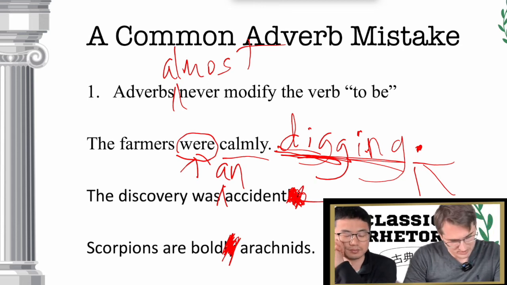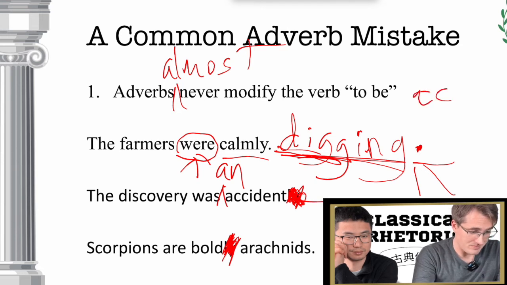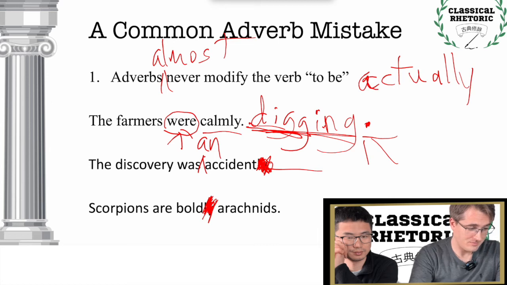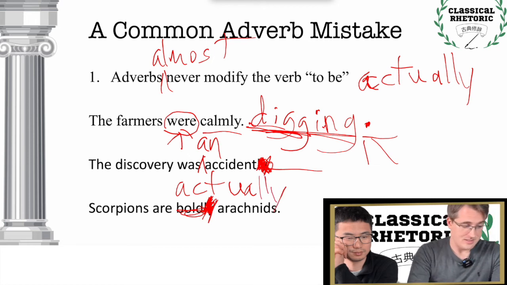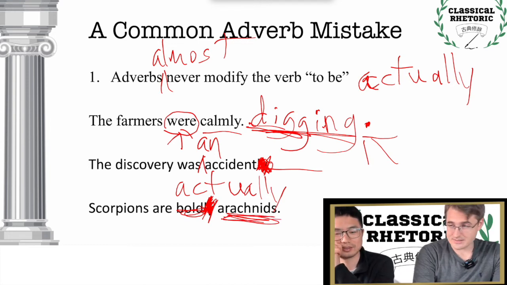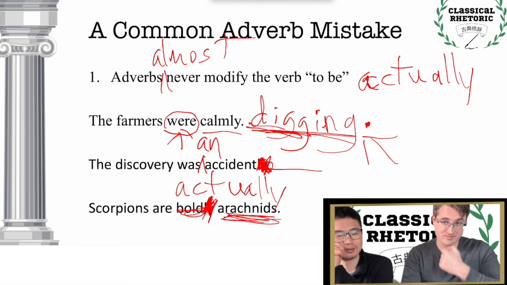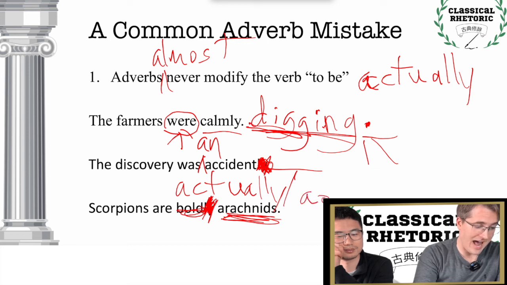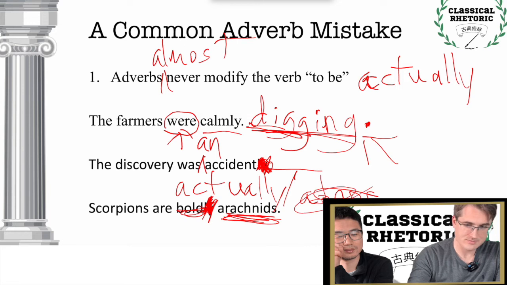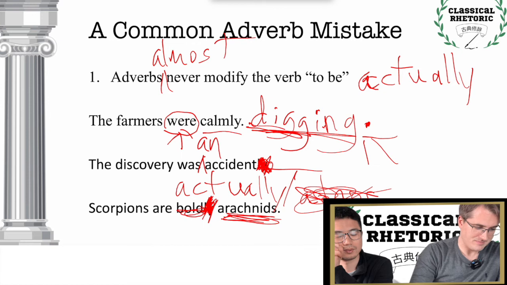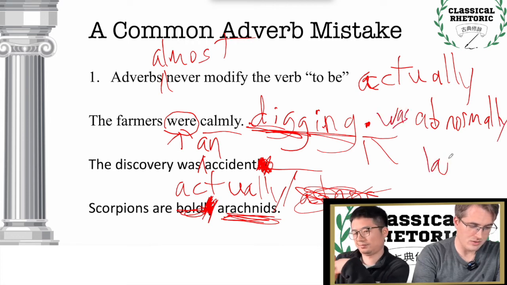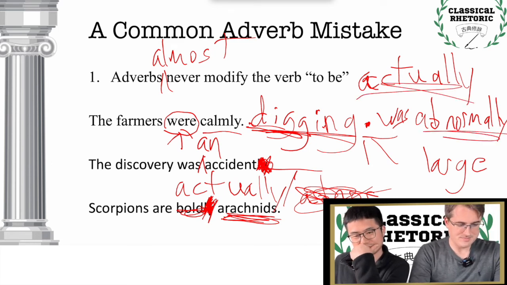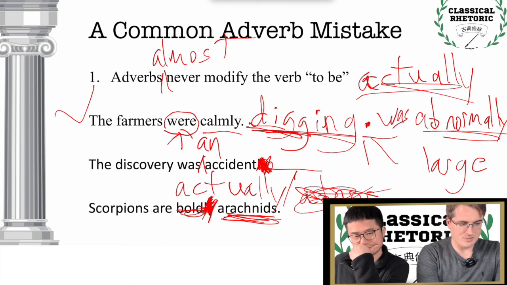Adverbs almost never modify the verb to be, but some very common adverbs do. Actually is one example. Scorpions are actually arachnids. That is correct, because actually modifies the adjective or the noun. Actually is different. And the same goes for another word on your list, abnormally. That doesn't work in this sentence, but abnormally will sometimes go after was, like he was abnormally large. So there are some tricky ones. But usually this is true. They never modify the verb to be.